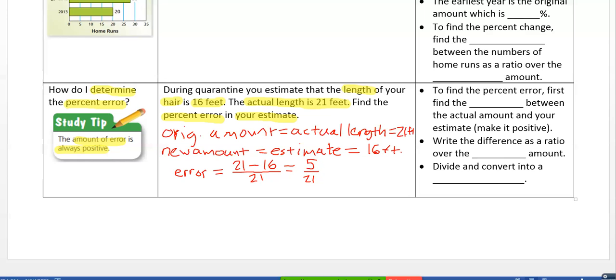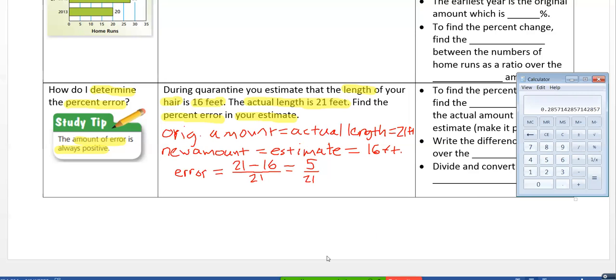We have a fraction, and just like before, if we want to convert that into a percent, I already clicked on calculator. Right now I'm just waiting for the calculator to pop up. Still waiting. There it is.